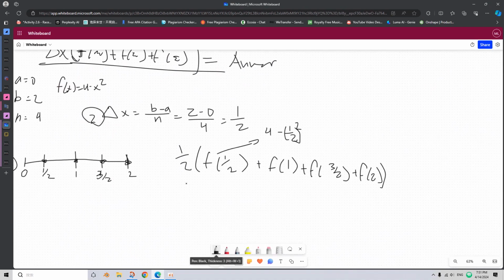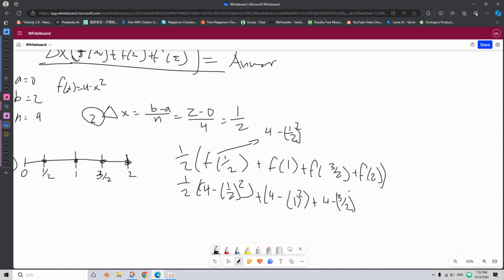So if I continue, it'll be like 1/2 f. Oops, no, there's no f anymore. It's just numbers. So 4 minus 1.5 squared plus 4 minus 1 squared plus 4 minus 3 over 2 squared plus 4 minus 2 squared. Make sure there's brackets when you put it in the calculator, so there's no error.